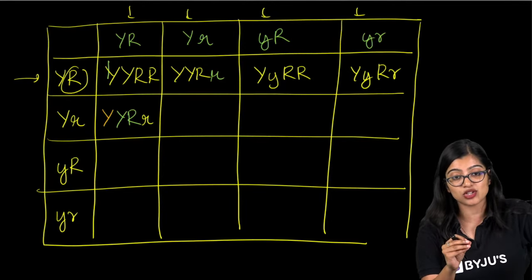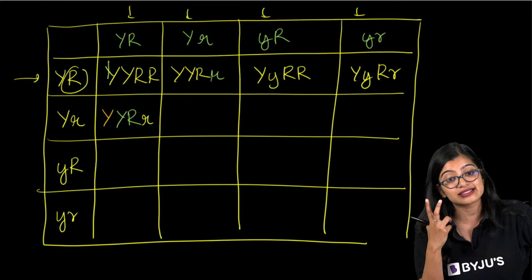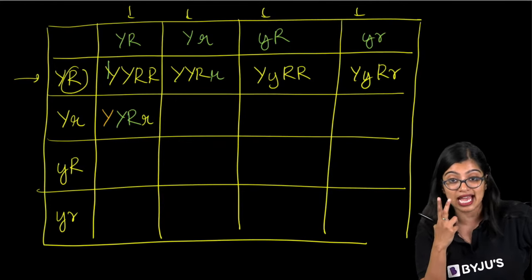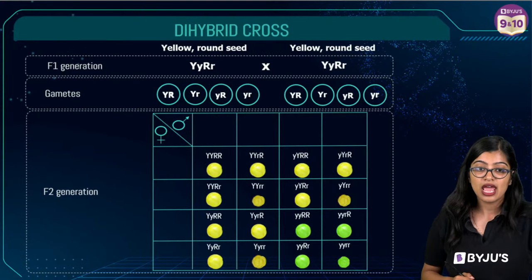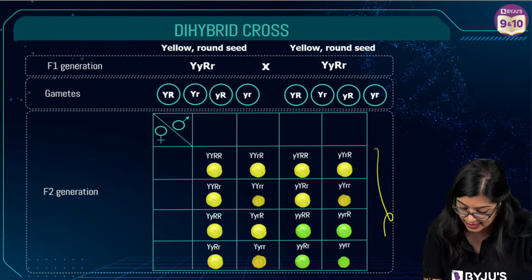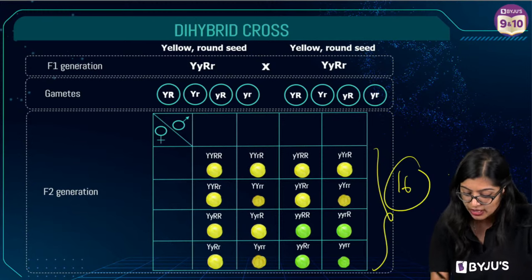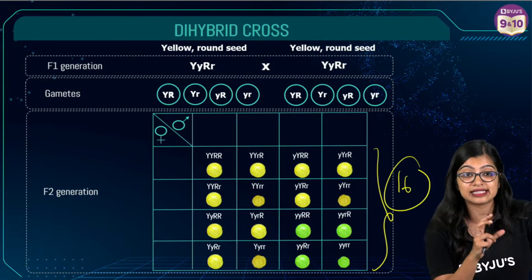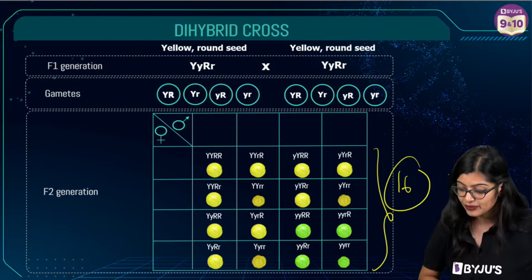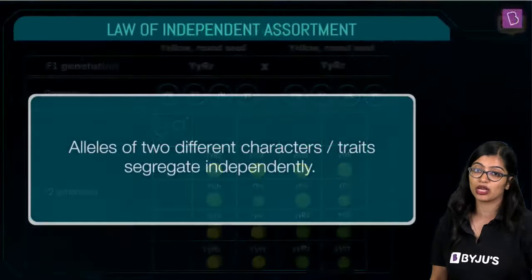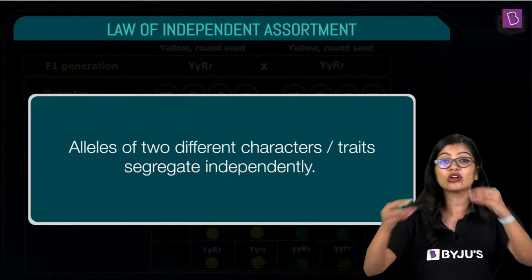In dihybrid cross, what do we observe? Two characteristics are there, right? Two characters, and they need to be clubbed at all times. And what do we observe? We see that a total of 16 possibilities are coming to us, right? Different combinations and 16 possibilities that are there. And in this case, what do we observe? We see that the two characters.